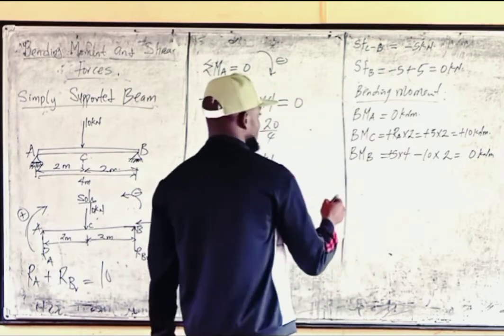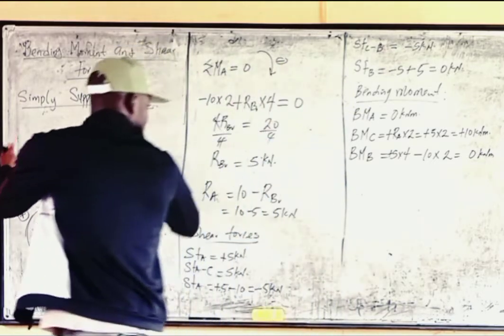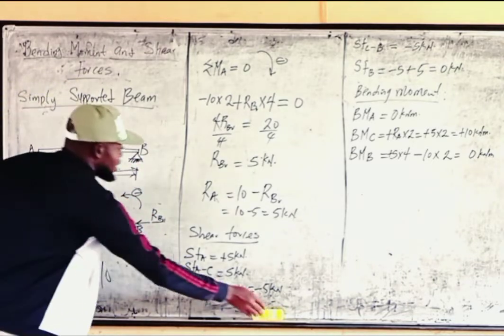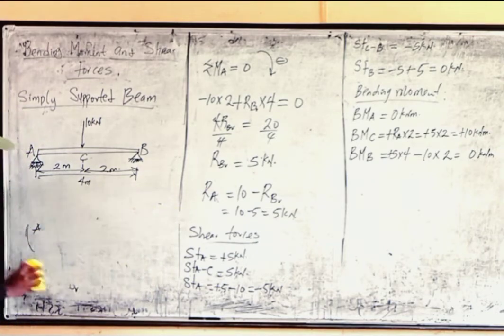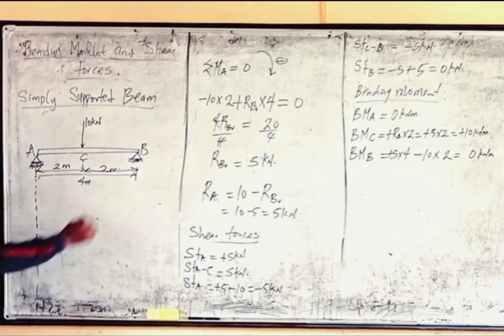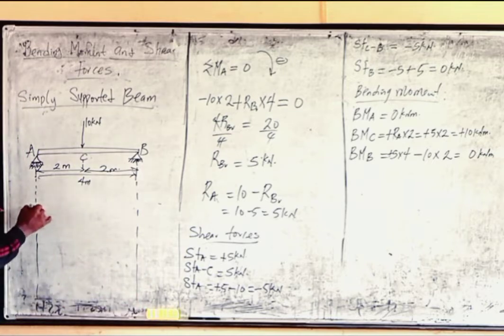That's 0. So let's draw the diagrams out to see what we are going to have. Because of time, let me just draw the diagrams here so that we'll see what we are having. I just have this, and also have this. For the shear force, we have a straight line.